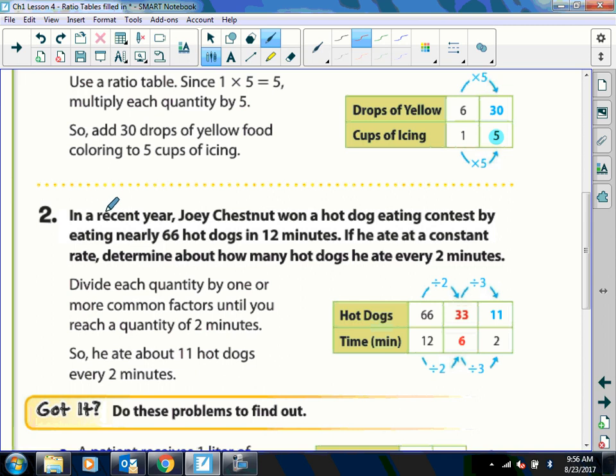Now here, in recent years, Joey Chestnut won a hot dog eating contest by eating nearly 66 hot dogs in 12 minutes.